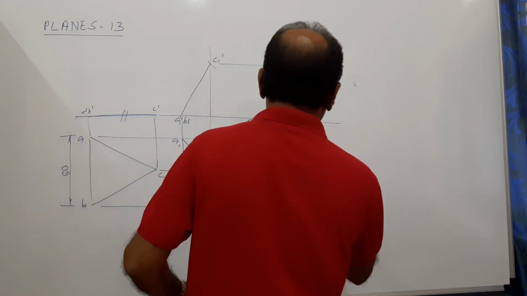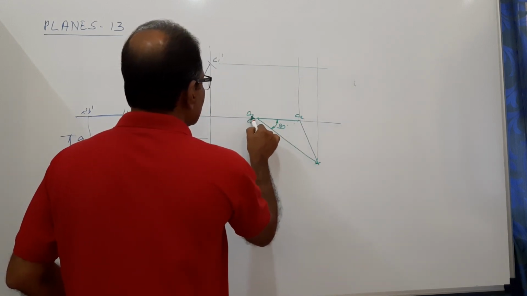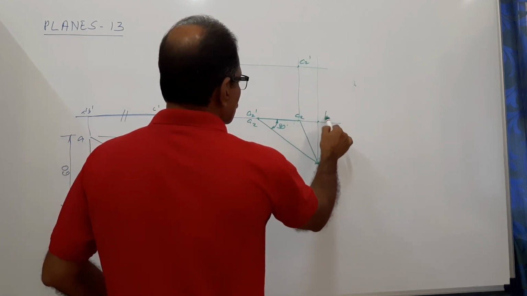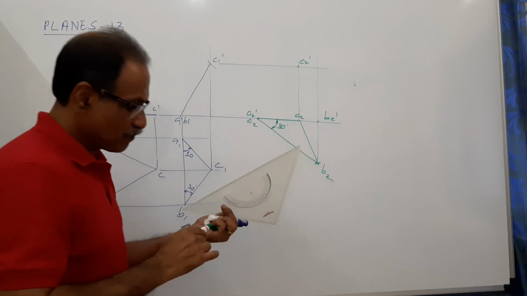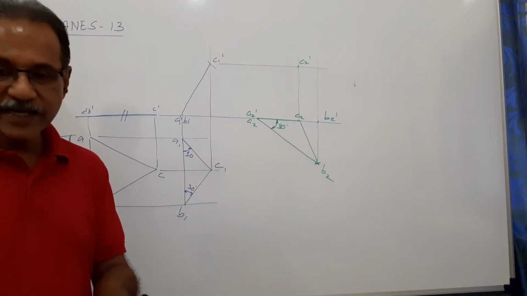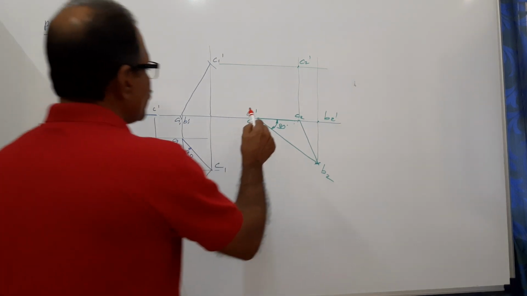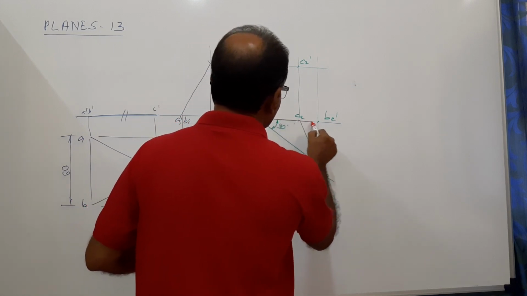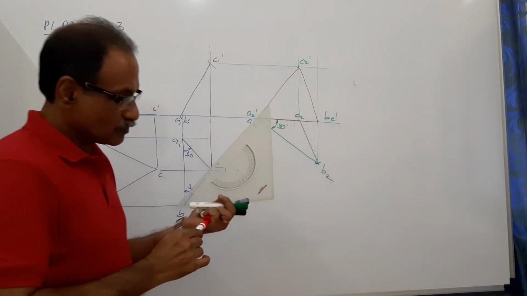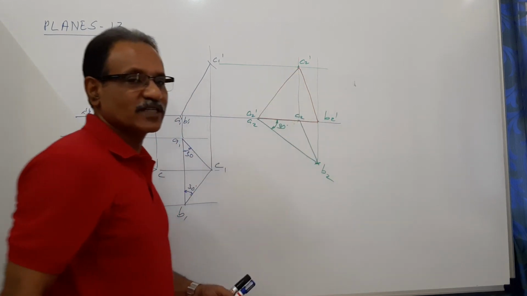Draw horizontal projectors, vertical projectors. This A2 itself is A2 dash. This is C2 dash. This is B2 dash. This is B2. Agreed? Connect the elevation. A2 dash, B2 dash, C2 dash. A2, B2, C2 is the plan. A2 dash, B2 dash, C2 dash is the elevation.